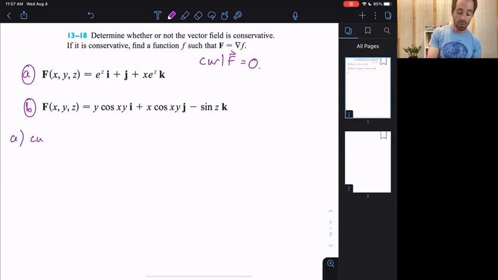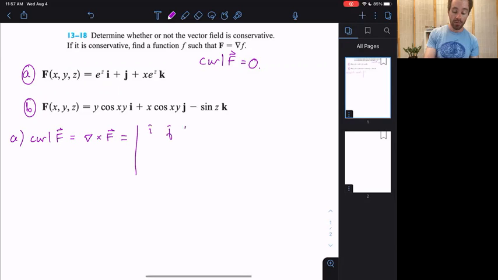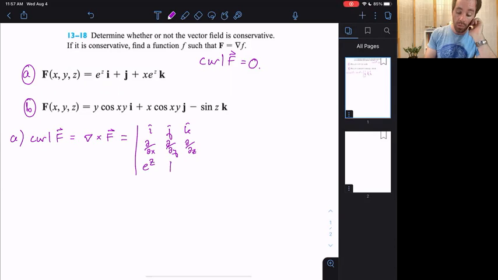Let's take the curl of this. The curl of a vector field equals the del operator cross the vector field itself. This is a messy and difficult process, but there's only one way to do it, and that is to just go and do it. So the i, the j, and the k components. Then you write the partials: partial with respect to x, partial with respect to y, and partial with respect to z. And then the components of the actual vector field f. This will be e to the z as the i component. The j component is simply the number 1. And the k component is x e to the z.